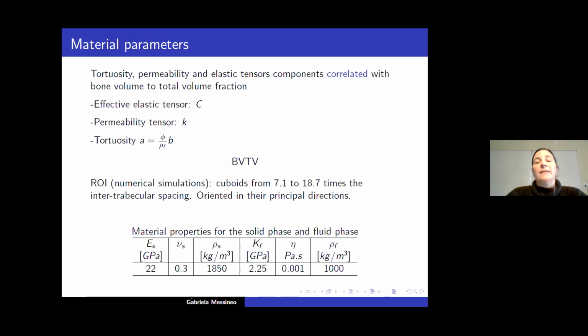The resulting data was used to correlate tortuosity, permeability, and elastic tensor components with bone volume to total volume fraction. All these parameter values were used for the simulation with finite difference as well as for the analytical model stated before. The regions of interest for the numerical simulation were cuboids of side length from 7.1 to 18.7 times the intertrabecular space, and the samples were oriented in their principal directions. In the table below, we show the characteristics of the solid phase and fluid phase of the bone.